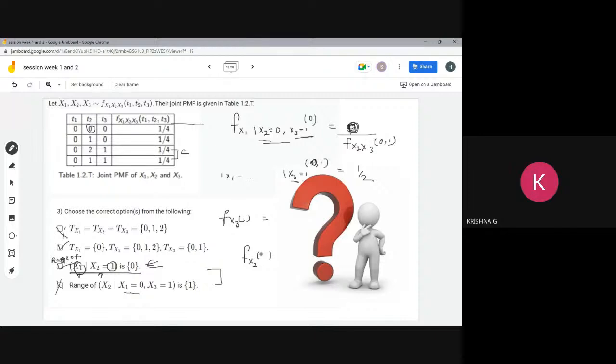Okay. If it is 1, then we will add both the probabilities, 1 by 4 plus 1 by 4. If it is 0, that is just 1 by 4. If it is 2, then it is just 1 by 4. Okay, clear. Am I clear on all the marginal, joint and the conditional part? In this table, for X1 the range is only 0. Yes, X1 has the range only 0. That is the answer.